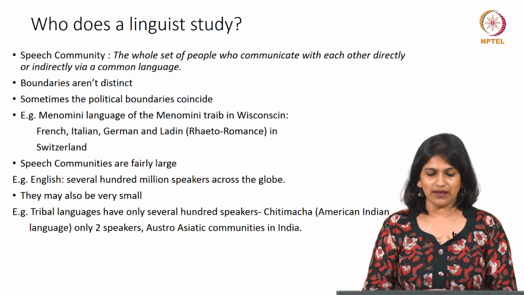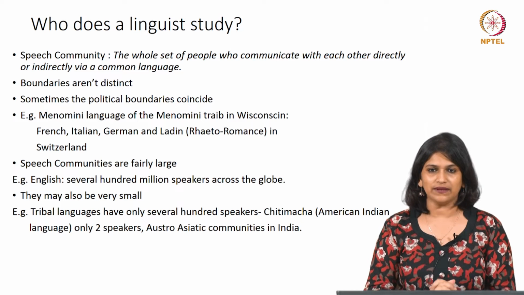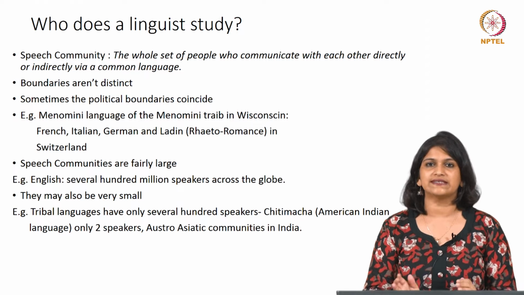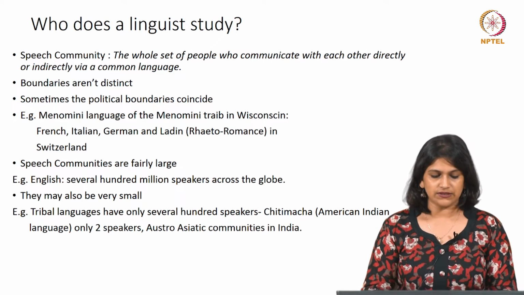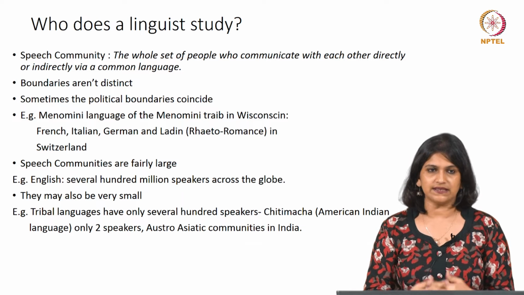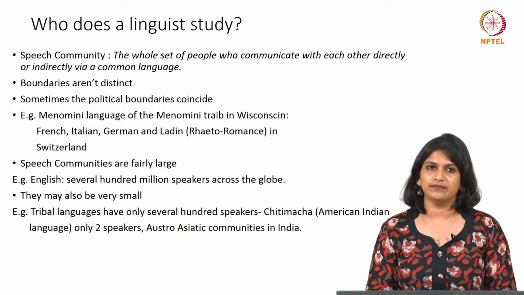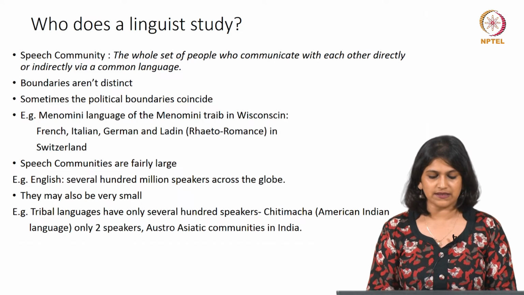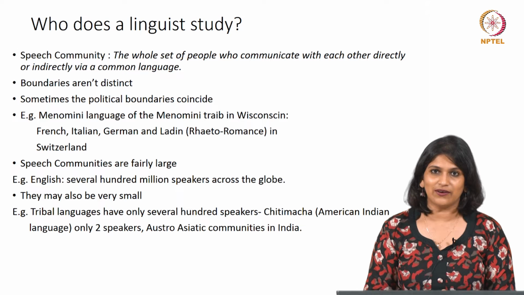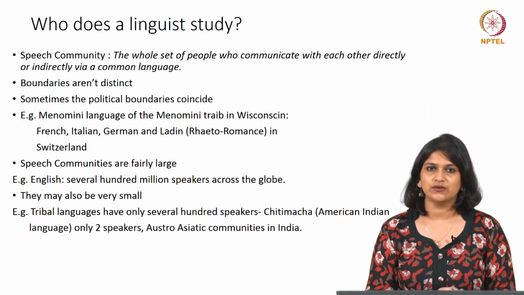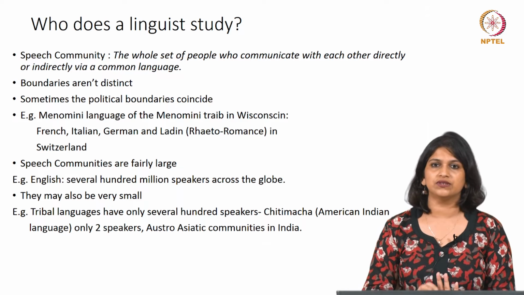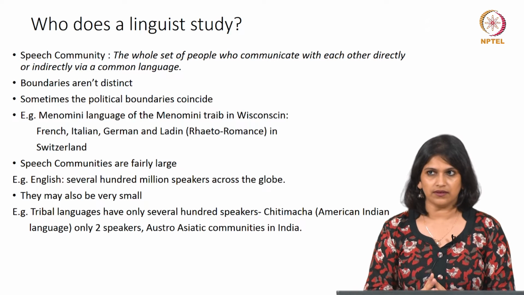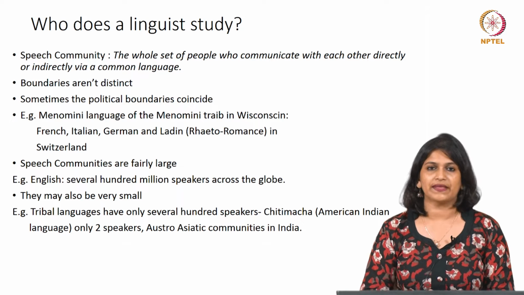So when you think about Menominee as a language, obviously the speech community is scattered, distributed across different countries. These are fairly large, and I think the largest community would be English, because there are several hundred millions of speakers across the globe. This is the lingua franca, what we call a linking language. So English is a language which has a huge, good-numbered speech community.